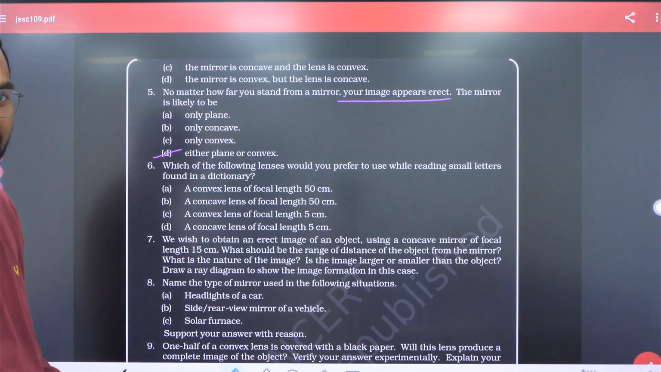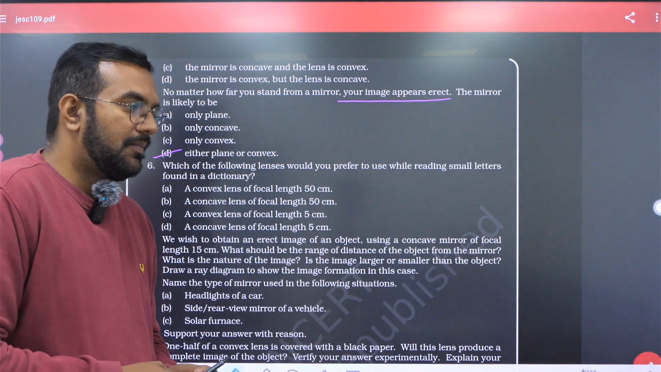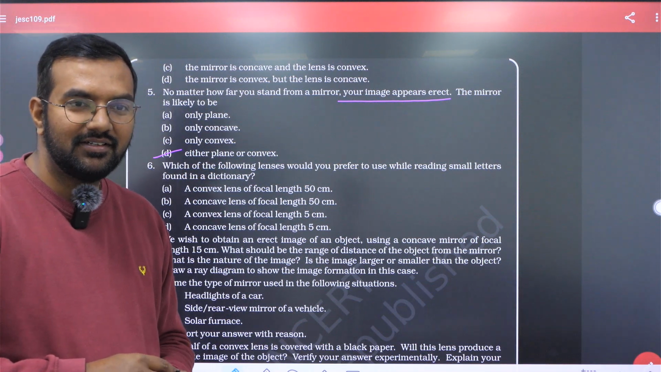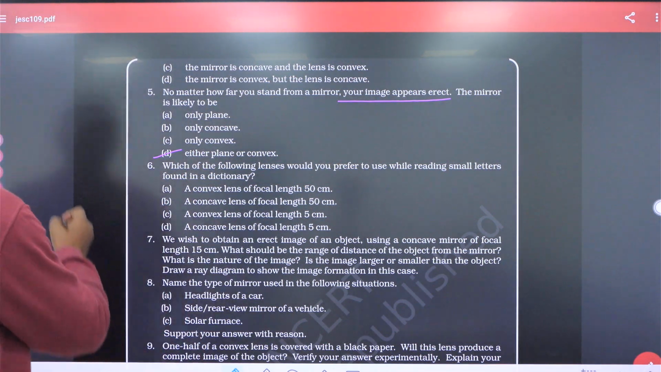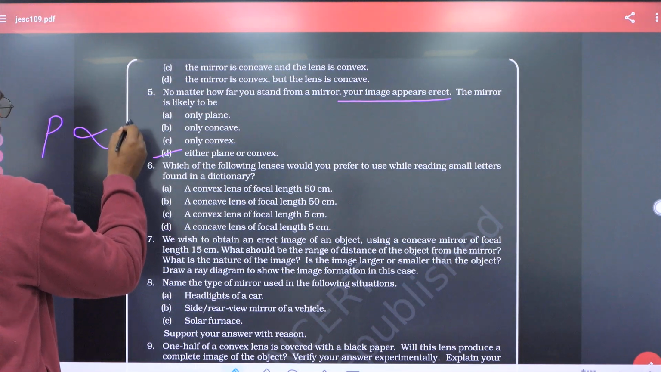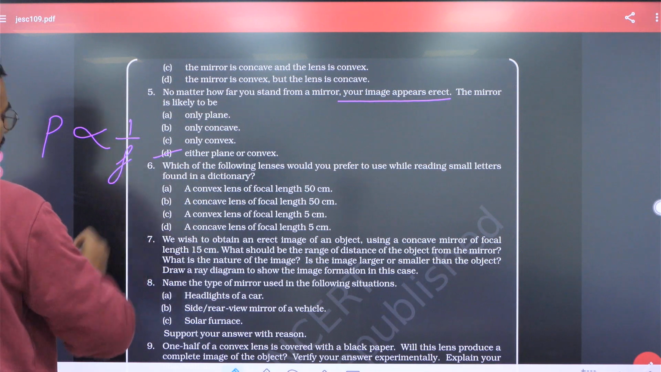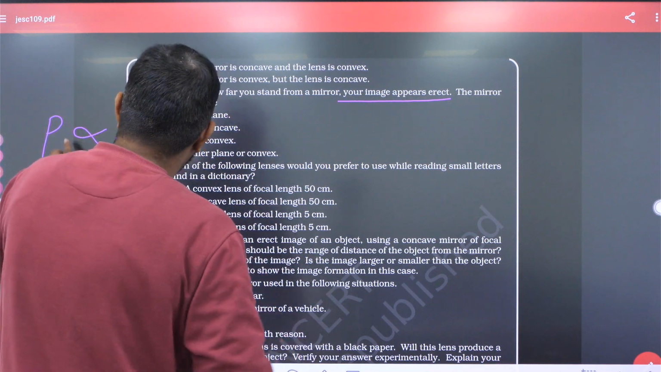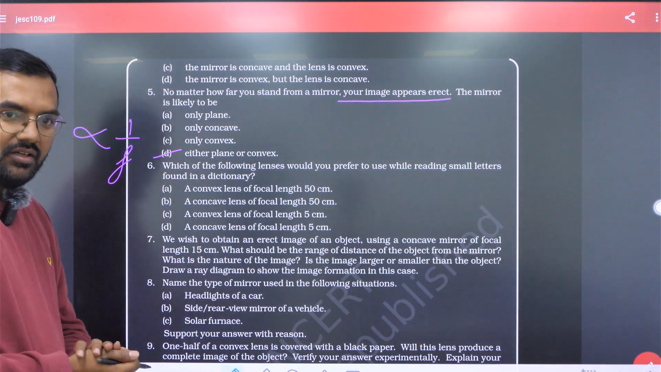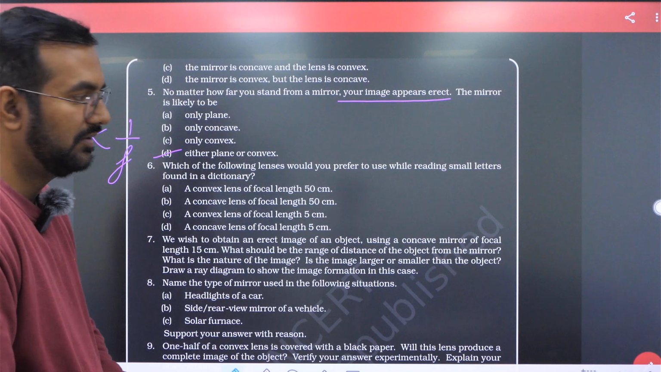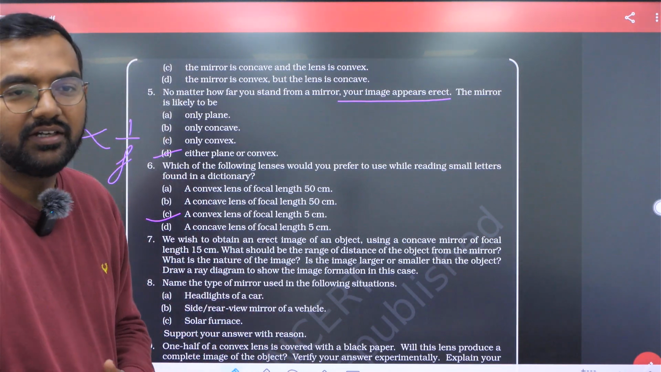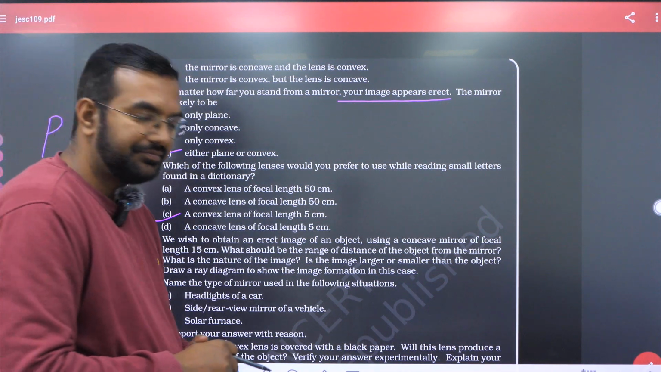If we make it 50, it will enlarge more. Beta, the smaller the focal length, the greater the power. P is inversely proportional to F. Sorry, yes, P is inversely proportional to F. Okay. So this option, focal length 5 centimeter, is the answer.